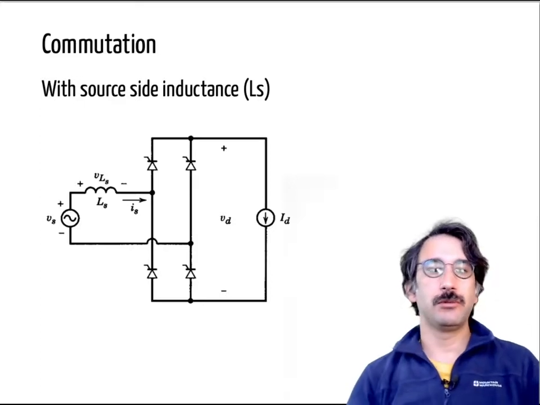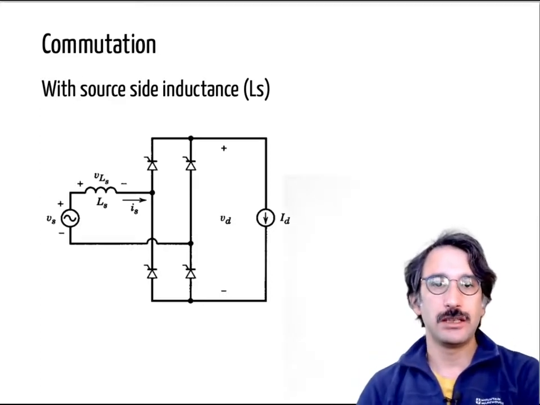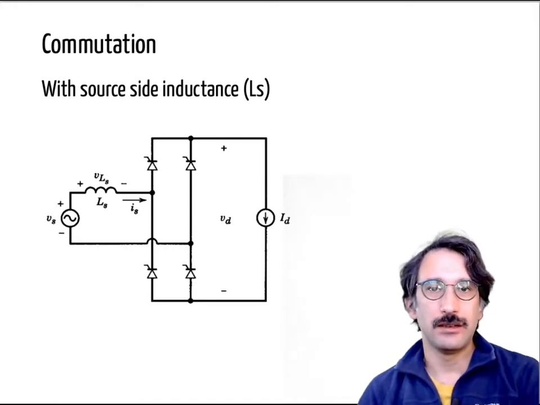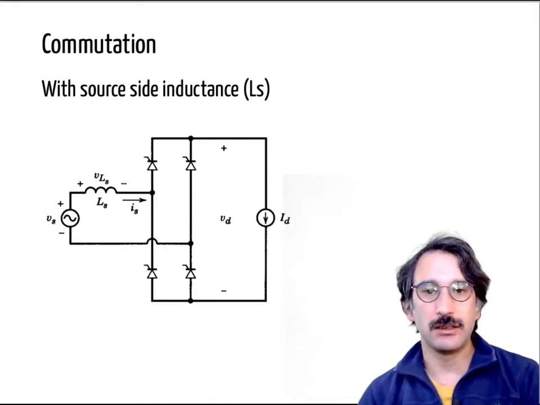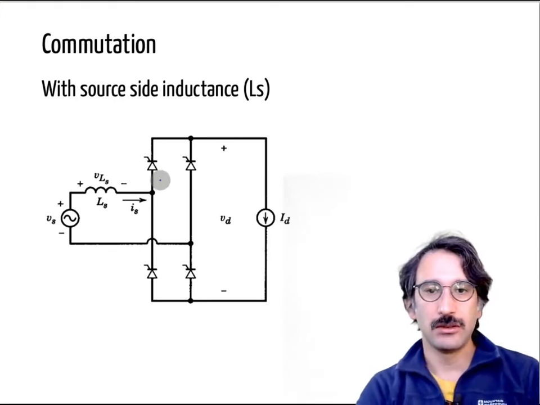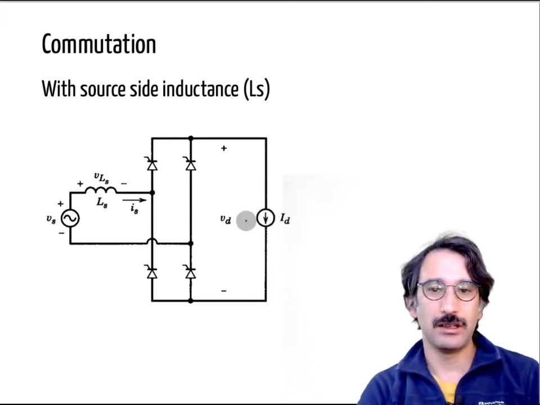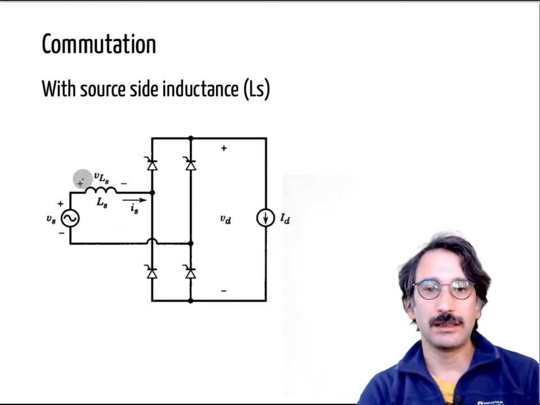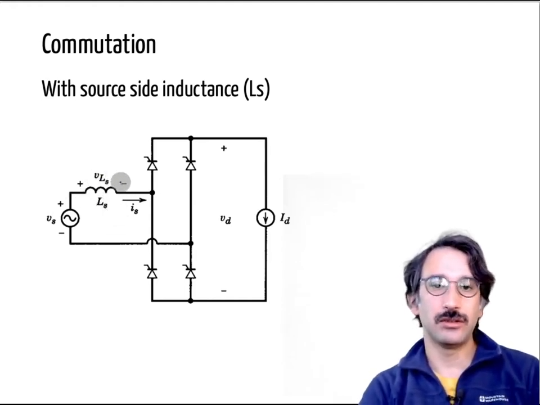So today we will talk about the commutation in controlled rectifiers. The idea is very similar to what we did with single phase diode rectifiers. Just as a reminder, we have a current source here. It can be a really large inductance, but on top of that we also have an inductance, the grid inductance on the source side.